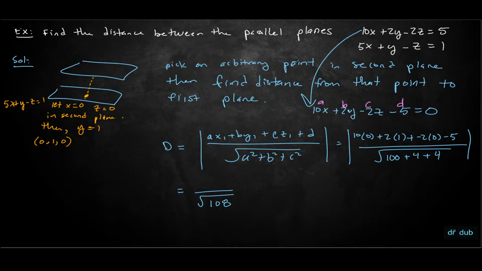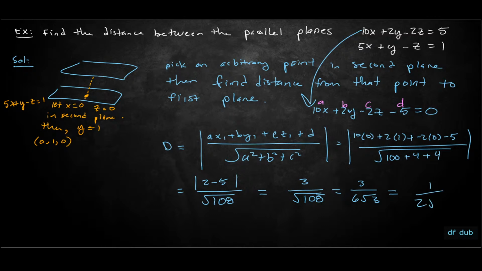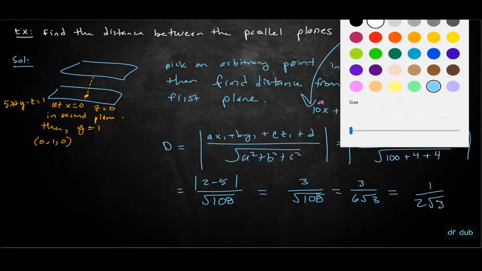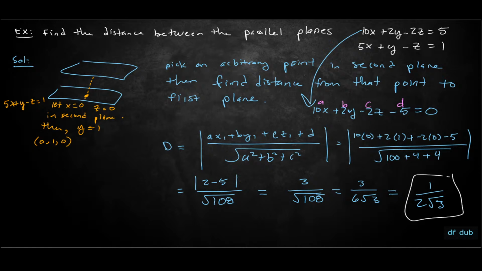Sorry, 2 minus 5 over the square root of 108, which is negative 3 over the square root of 108. But we take the absolute value, so it's positive 3 over the square root of 108, which is going to be 3 over 6 square roots of 3, which will be 1 over 2 square roots of 3. And that is the final answer.